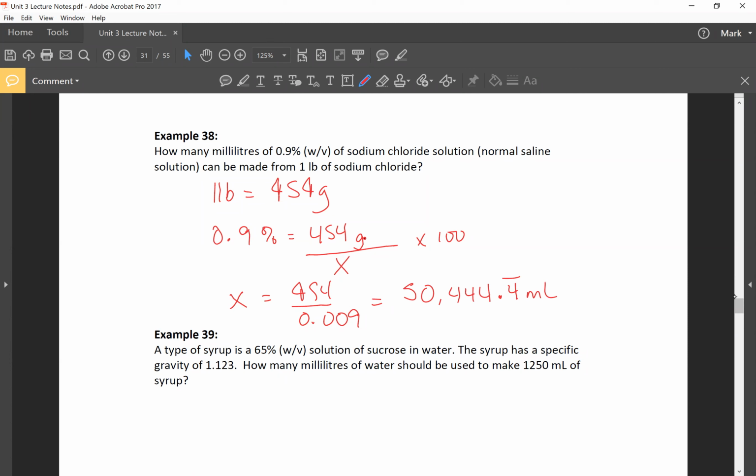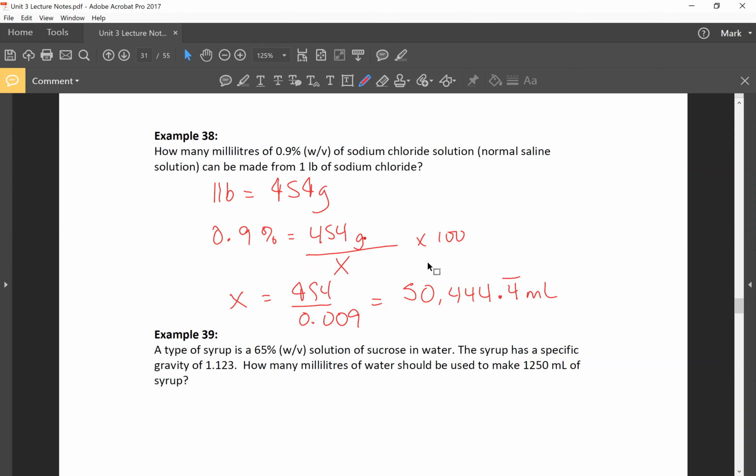Not too worried about that in this course. If you guys remember chemistry, significant figures, I don't really care. So as long as you had around 50,400 milliliters, that's fine. Very, very big number. But again, we're using a pound of sodium chloride.